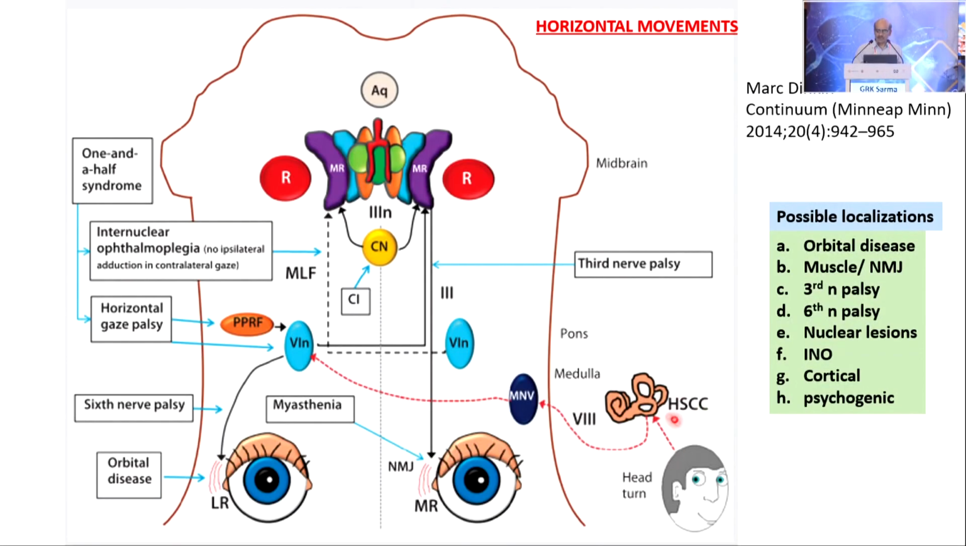You also have the horizontal semicircular canal connected to the 6th nerve nucleus. So during the head movements, the opposite 6th nerve is stimulated, and that is why you get an eye deviation to the right side.